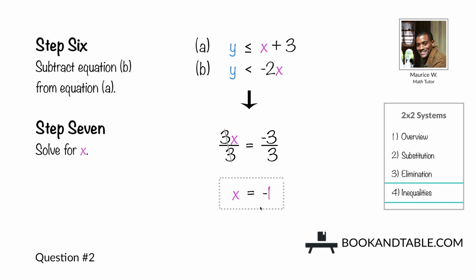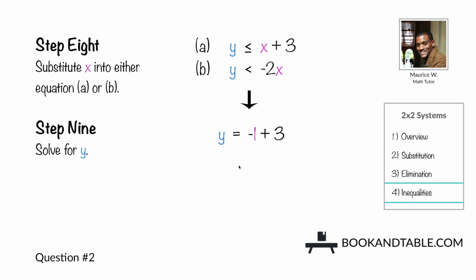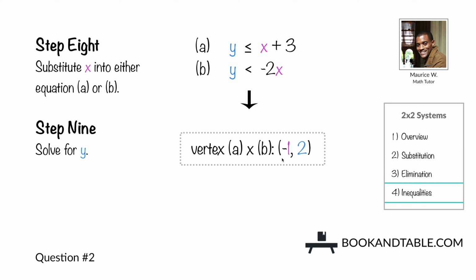So now that we've found the x value, we can substitute x into either equation A or B to solve for y. So we'll start by plugging it into equation A in case that's the one you chose. So you get y is equal to negative 1 plus 3, which is equal to 2. So the vertex is where x is negative 1 and y is 2. Also could have plugged in negative 1 to equation B, and that would also give you y is equal to positive 2. Negative 2 times negative 1 gives you 2. So the vertex for A and B is where x is negative 1 and y is 2.